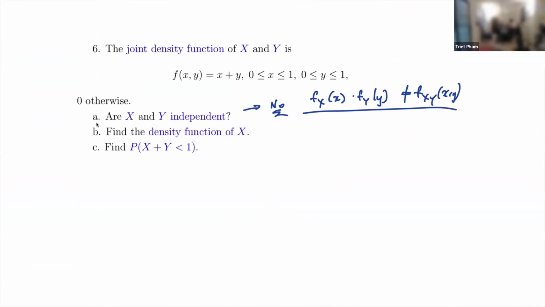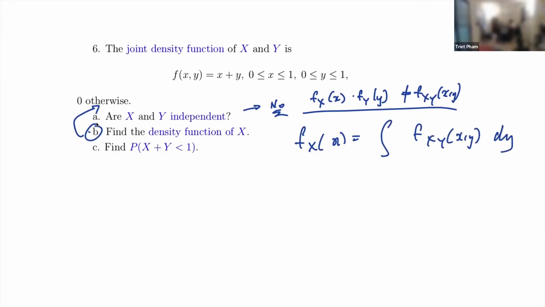So actually, part B right here asks for this. It's kind of backward, right? It should be asked before A, or assuming from part A you already found X. But of course, the marginal of X is just the integral of the joint, integrating out the Y part. The region here is not dependent on X, so it's just that.